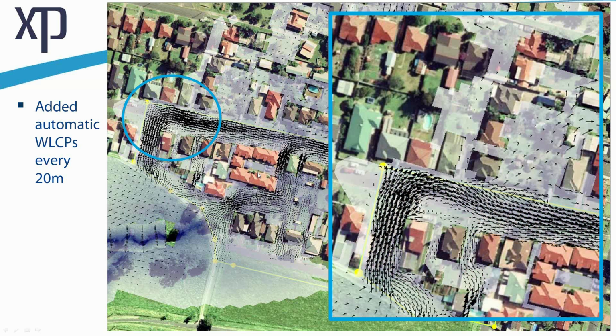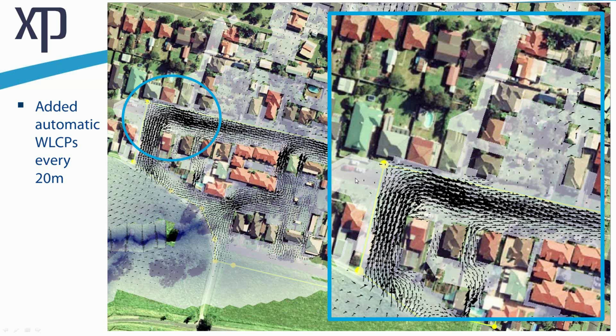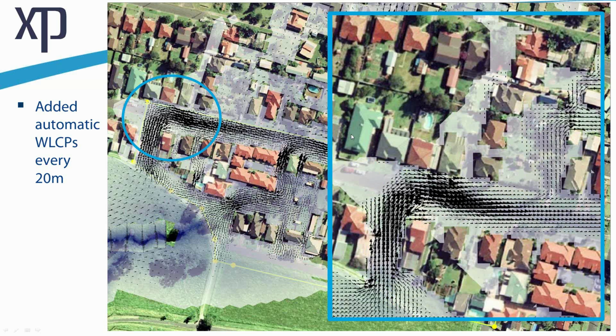I'll just have a closer inspection of those flow patterns. So on the first zoom is the original 2D model results. The next one is the new 2D model results with your water level line points inserted every 20 meters. And that's giving a much better representation of the flow patterns around that corner. And the final one is the original 2D grid only.